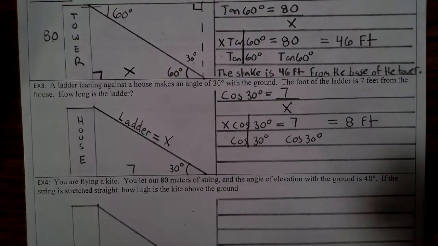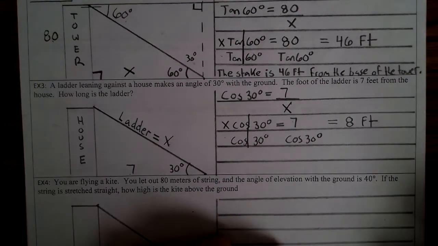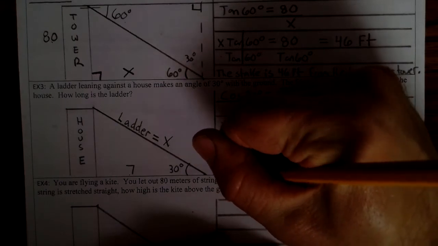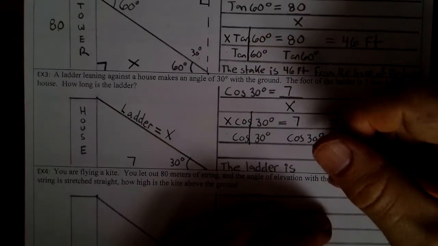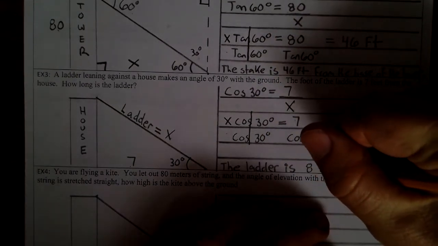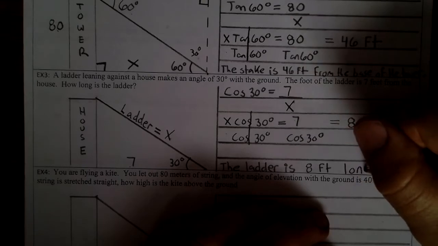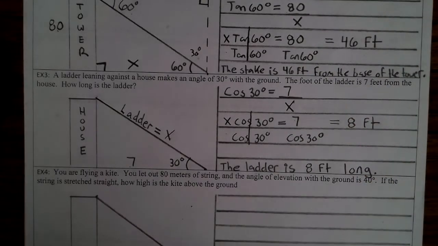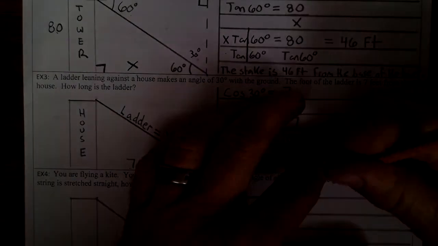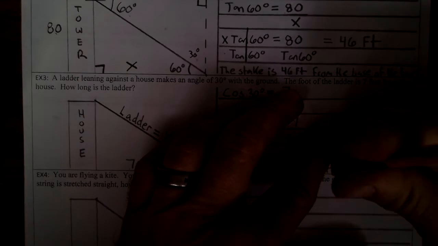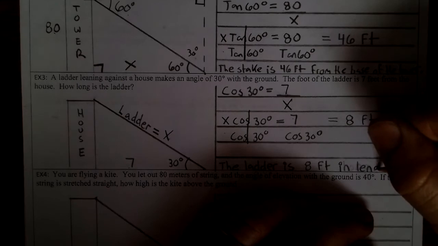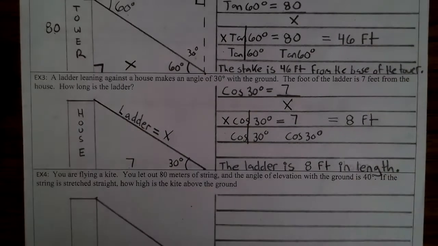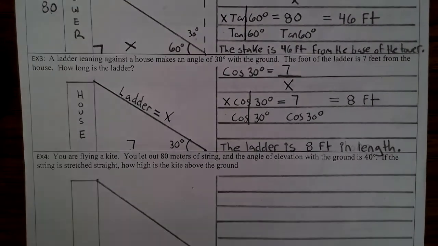Okay, so the last one is to write a sentence explaining the solution. So we'd say the ladder is 8 feet long. And you know what? I don't think that's grammatically wrong, but I think 8 feet in length would be grammatically better. All right, go ahead and finish up example 3.